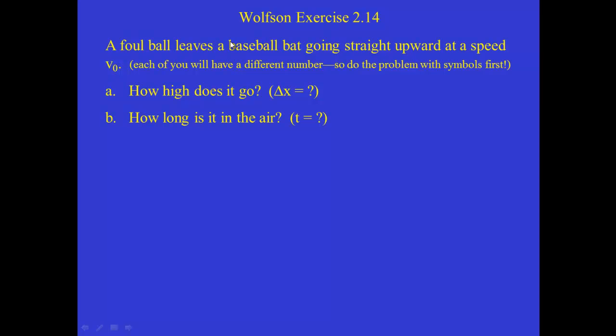If you're a baseball fan, this will be a familiar situation. Batter swings at a pitched ball and he hits it directly upward. So the baseball leaves the baseball bat going straight upward at a speed v0. And that number will be provided. So all we know is the ball goes straight up and we know its initial speed.